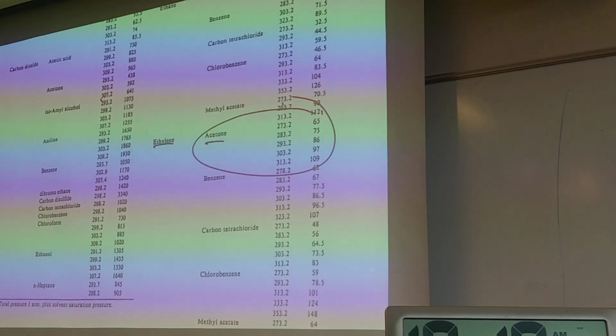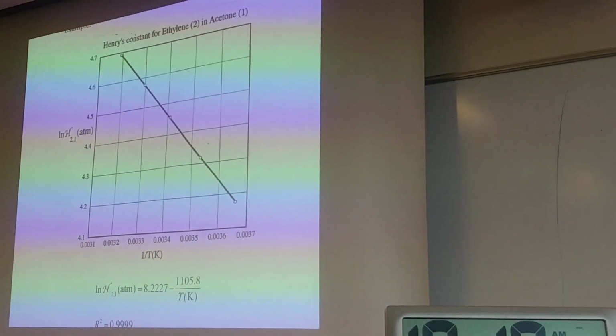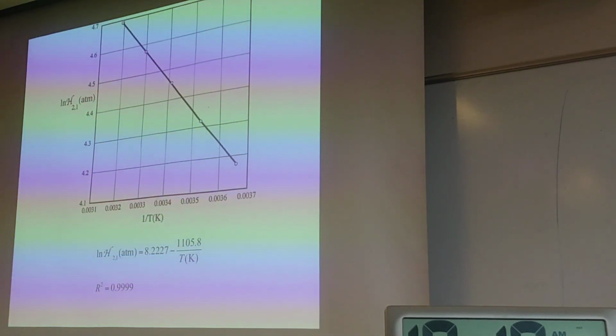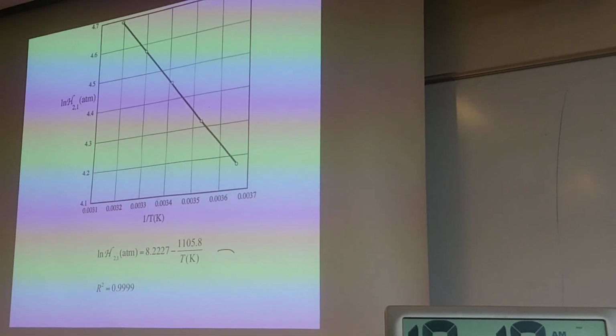And the result looks like this. You couldn't get a better straight line than that. So it gives me that the log of Henry's constant here is given by this equation with an R squared value of nearly 1. And this is going to be true if you go through that database and you make those plots. So this is a typical result.